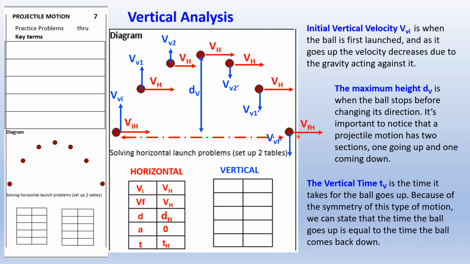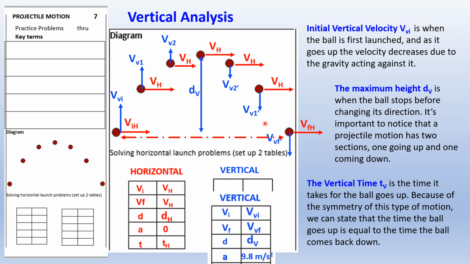Now, the vertical time, TV, is the time it takes for the ball to go up. Because of the symmetry of this type of motion, we can state that the time the ball goes up is equal to the time the ball comes back down. We are neglecting friction, the effects of the wind, and other external factors. So we can state the time the ball goes up is equal to the time it goes back down.